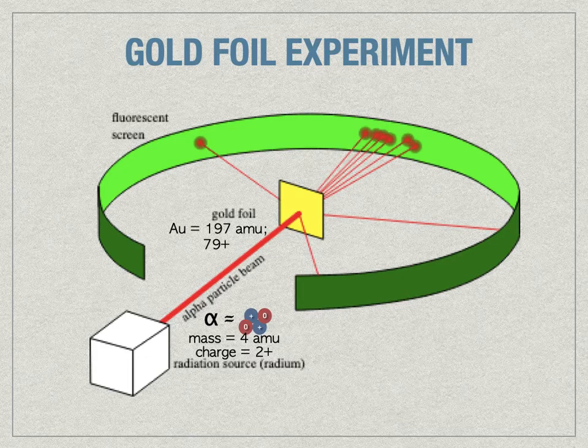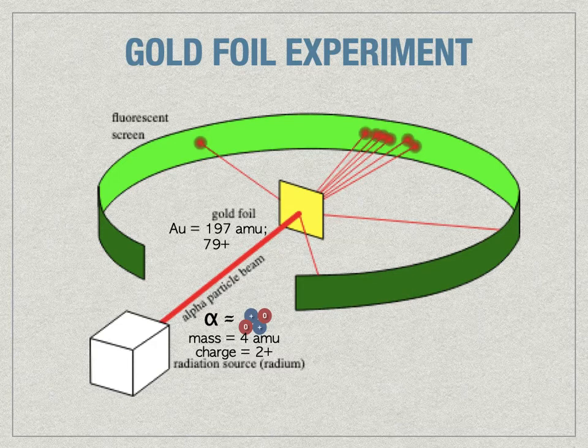Furthermore, some of them are deflected so much that they bounce back at the source of the particle beam. And this seems completely and totally impossible unless there is something very, very dense in the center of the atom. What is that thing? Well, Rutherford called it a nucleus.